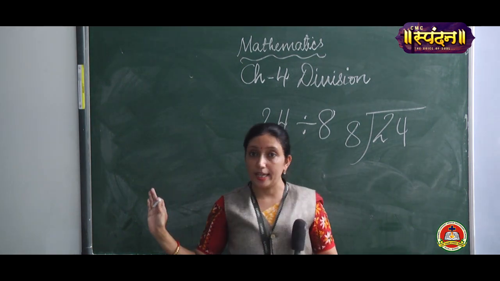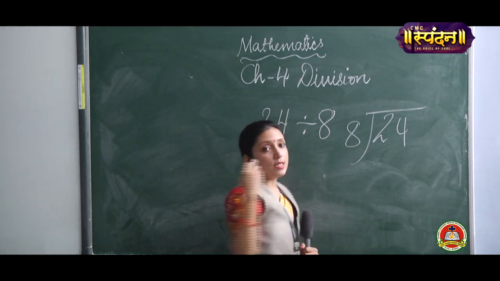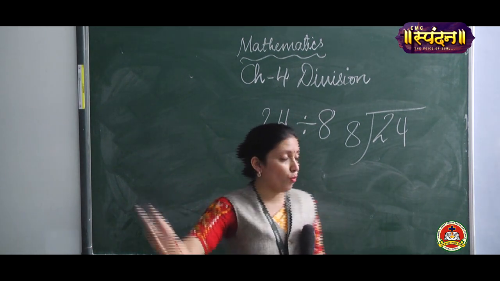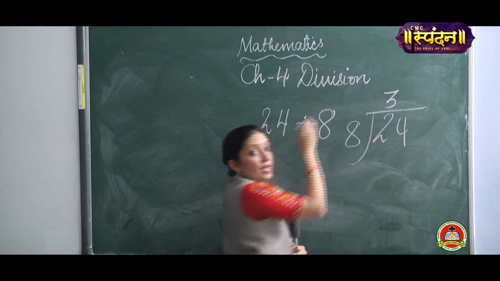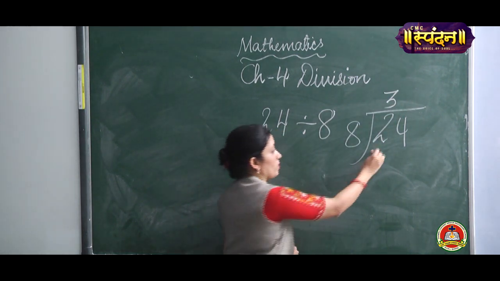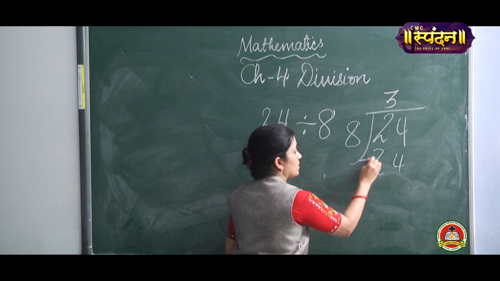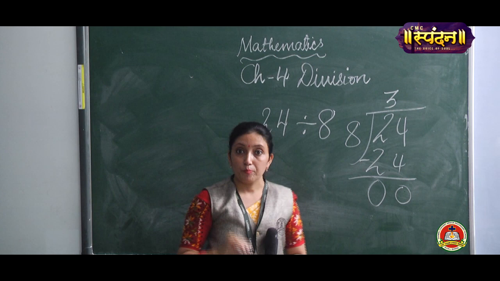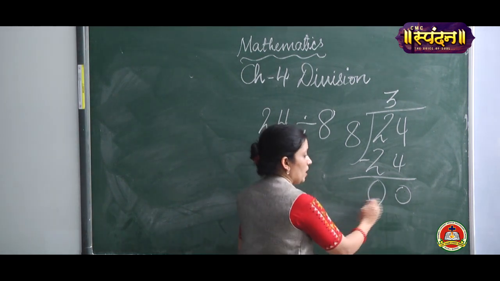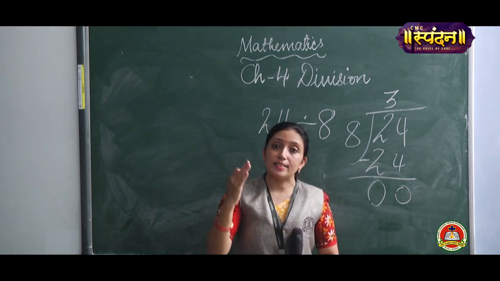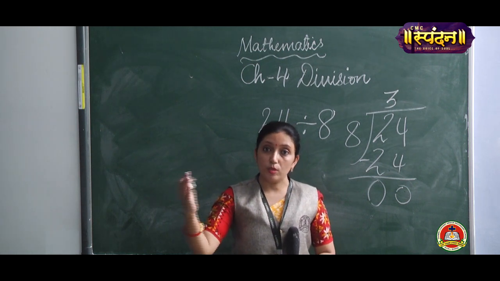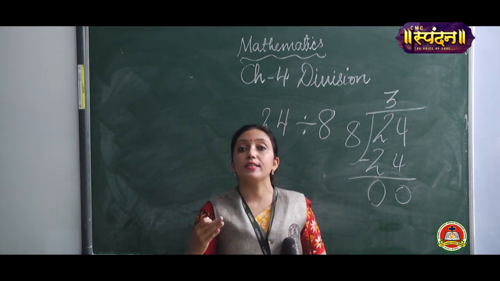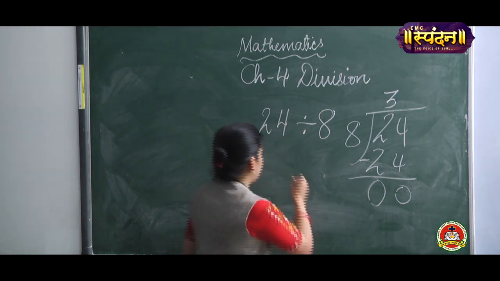So, 24 divided by 8. Now I need to be thorough with the 8's table. 8 ones are 8, 8 twos are 16, 8 threes are 24. So what I have got is 8 threes are 24. I have taken 3s, I have taken 24. So what is my remainder? Remainder is 0. Nothing is left, because in the 8's table I had 24, so I got 3.